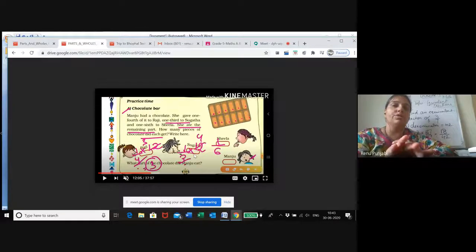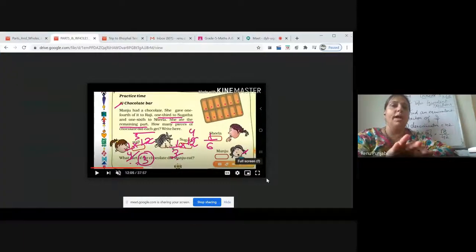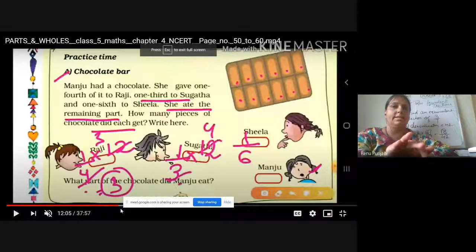So 1/3 of the 12. We divide 12 by 3. How many times does 3 go into 12? 3 fours are 12. Again, this 4 will be multiplied by 1. We will get 4. So she gave 4 parts to Sugandha. So out of 12 parts, first she gave 3 parts to Raji, then 4 parts to Sugandha. Now how many parts will Sheila get? Let us see.